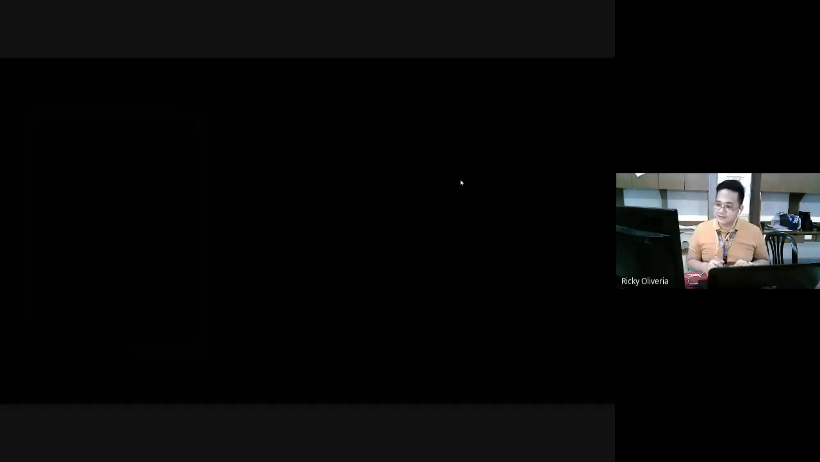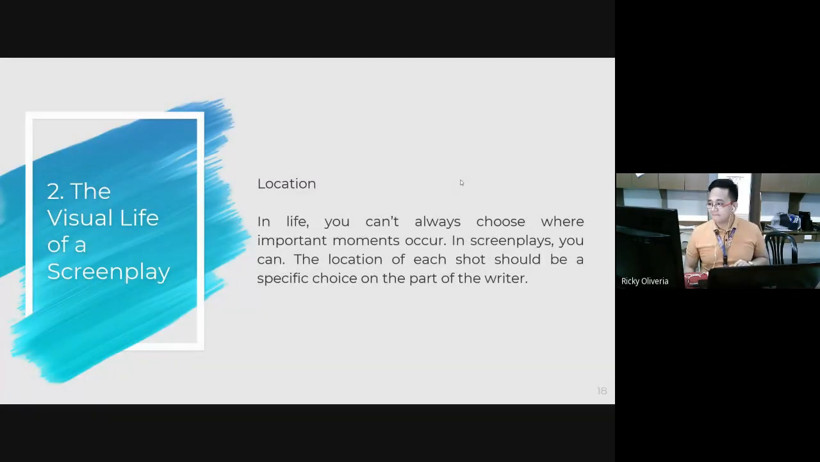Okay, na doble ulit. Location. Okay? So in life, you cannot always choose where important moments occur. That's reality. No? Hindi mo naman mapipili. In real life hindi mo mapipili yung kung saan yung mga memorable places kung saan siya pwede mangyari. But in screenplays, you can. Okay? Because it's a fruit of your imagination.